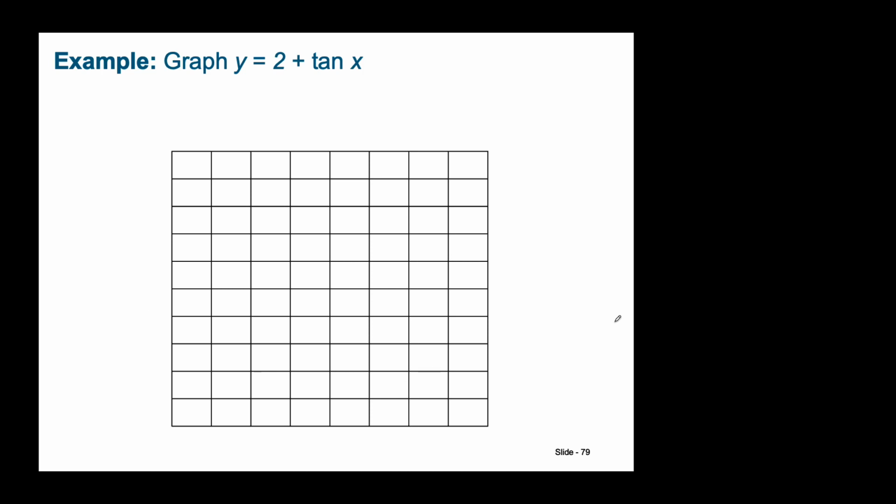Graph y equals 2 plus tangent of x. Okay, so 2 in this case represents c. So we're going to translate the graph 2 units up. The rest of it is the parent function. So we're really just taking the graph of tangent and translating it 2 units up. Not stretching it, okay? Translating it.